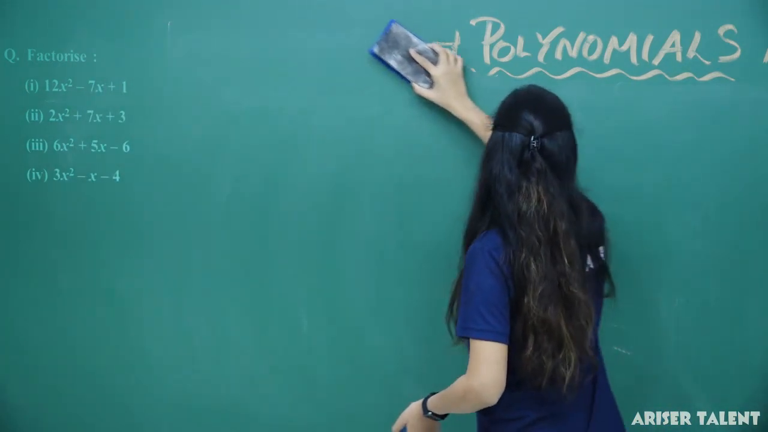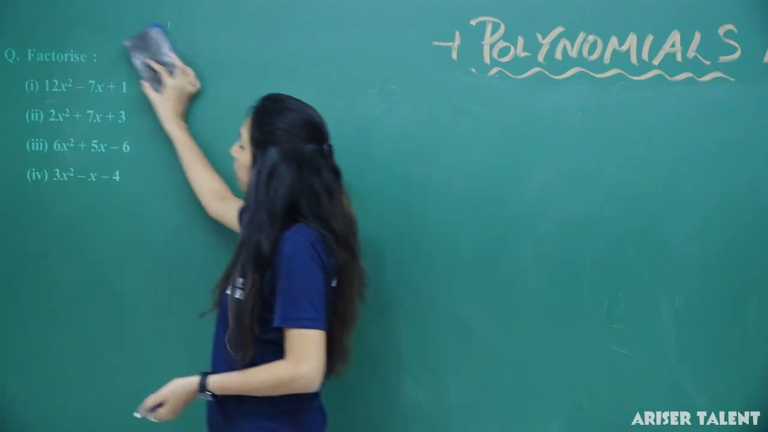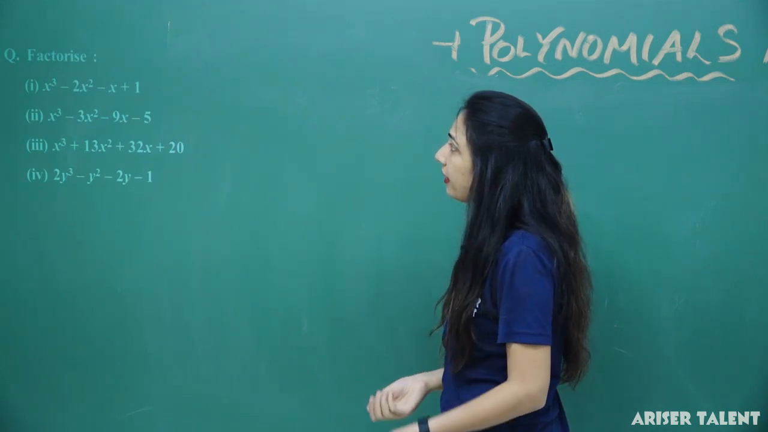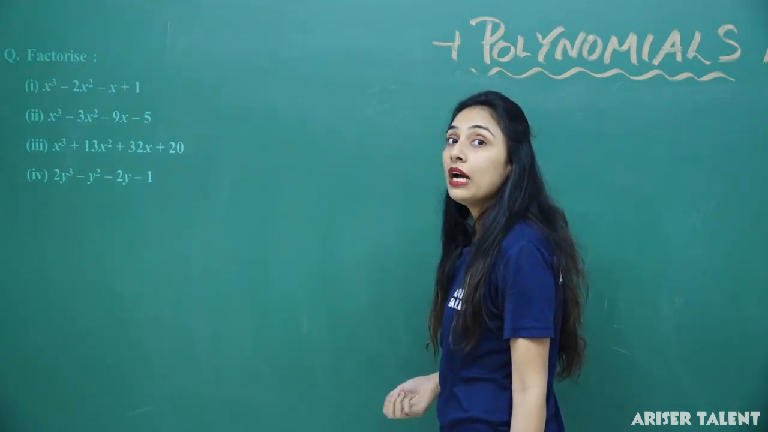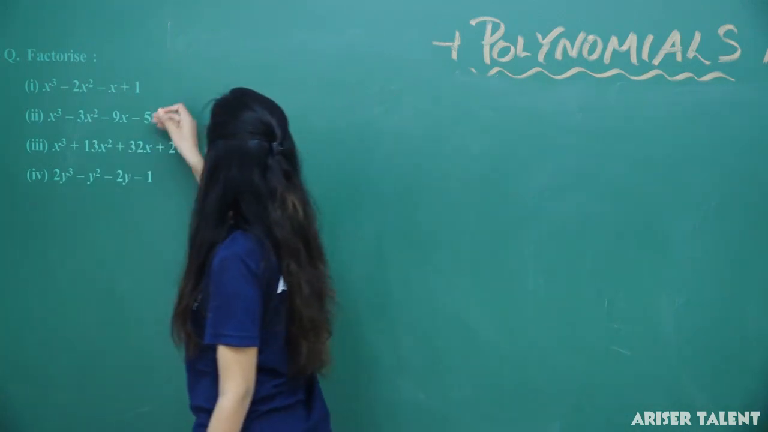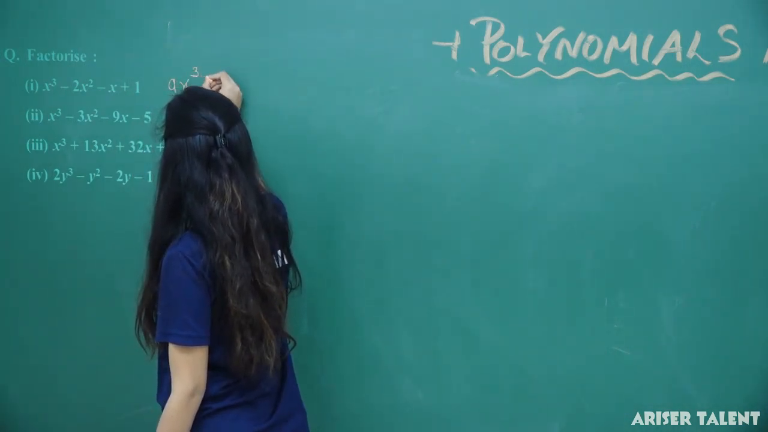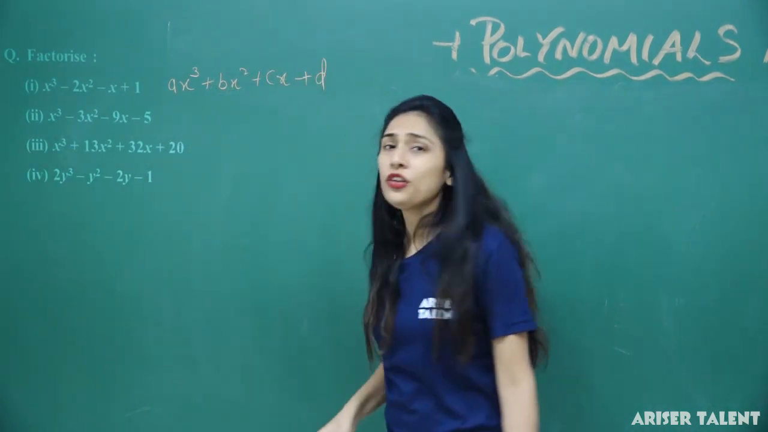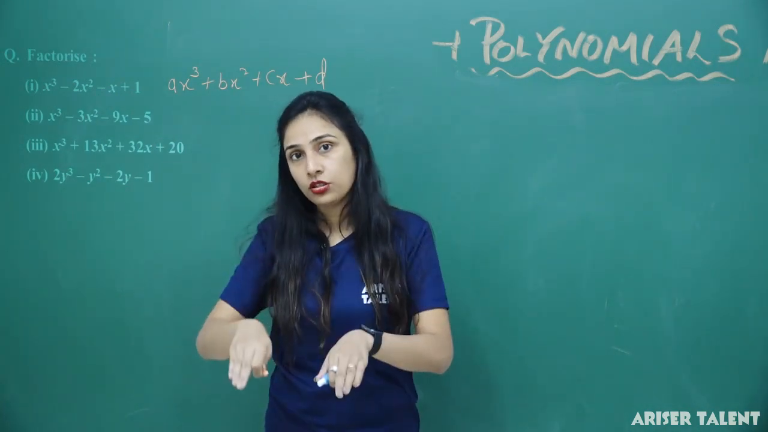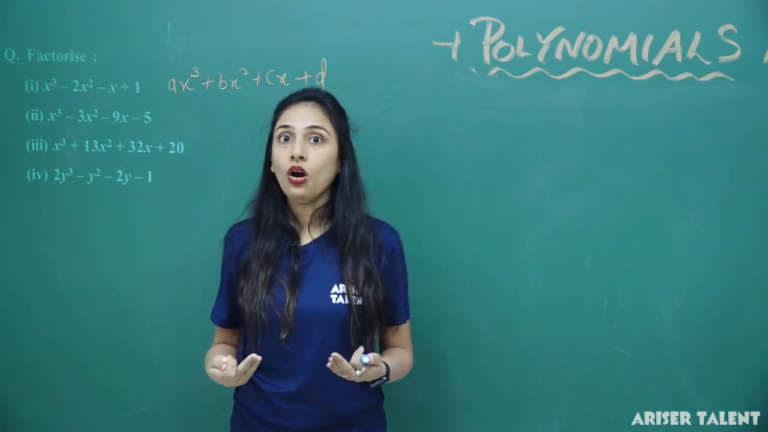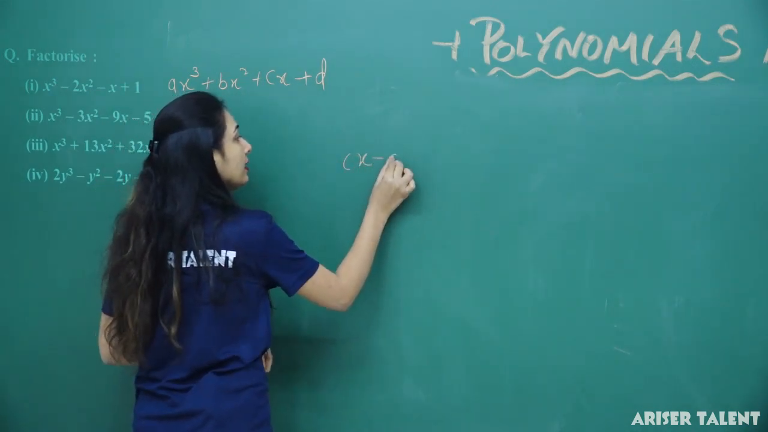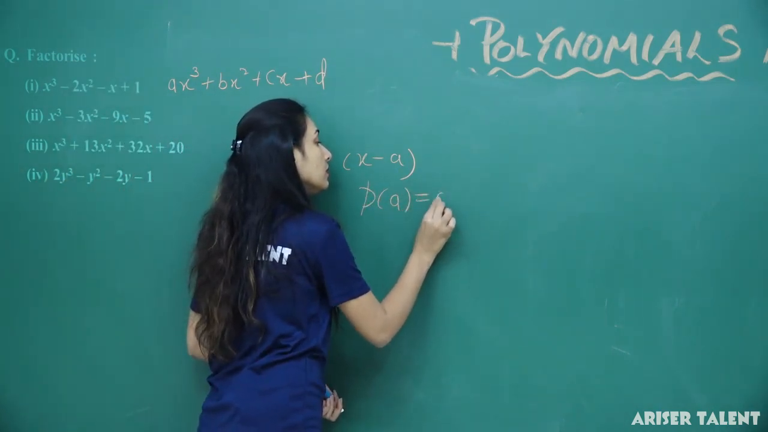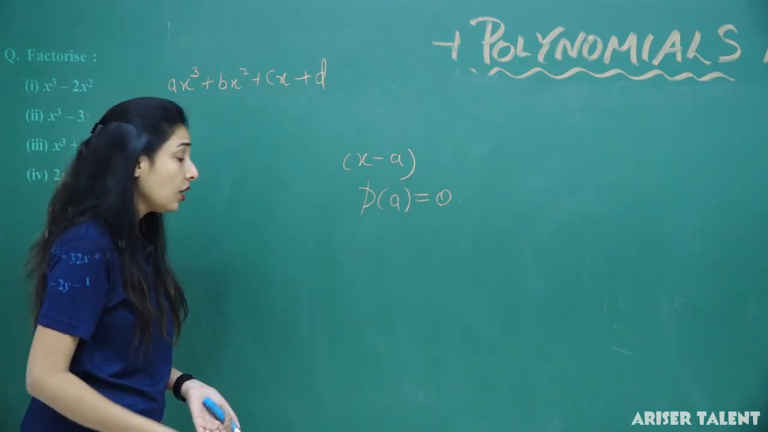Let's see what's in the bucket of our questions. Here's again, factorize x cube. The thing I was talking about, that you can have an ax cube plus bx square plus cx plus d format. You're going to apply both the concepts here, that x minus a will be a factor, and in that case p is going to be 0, all right, okay.